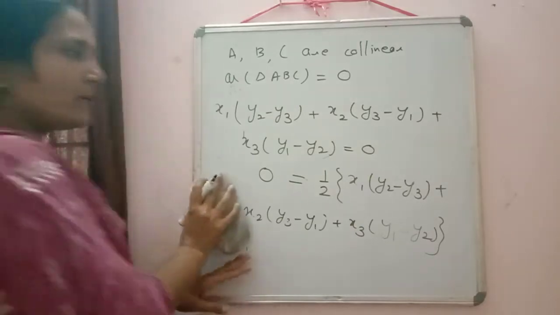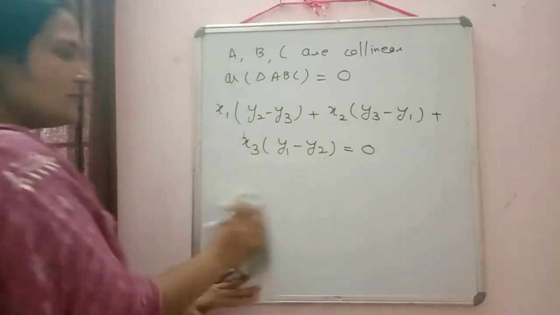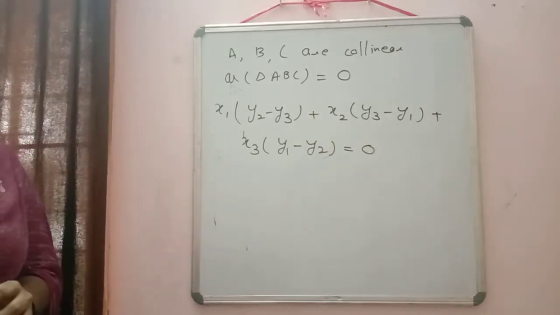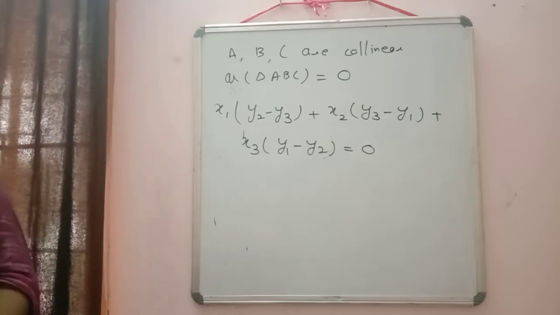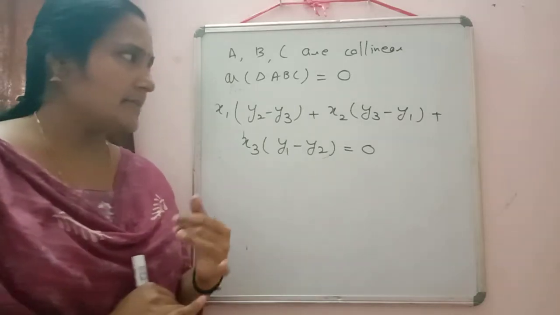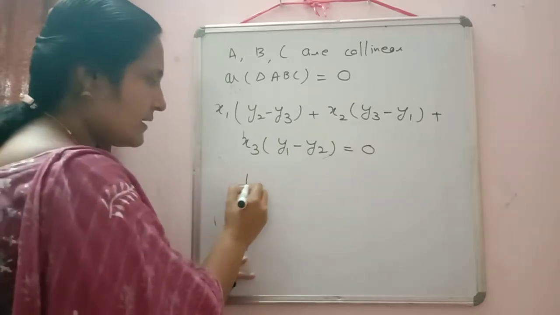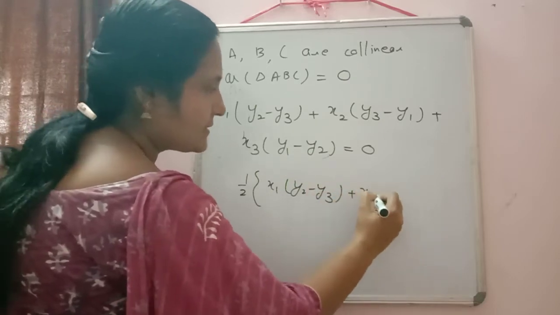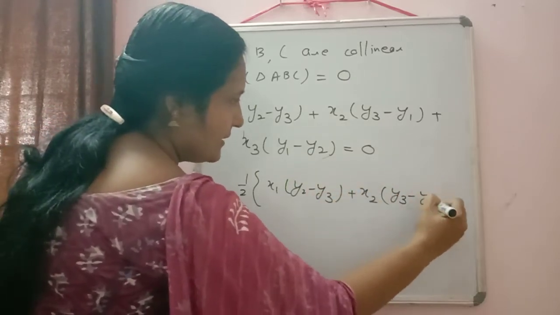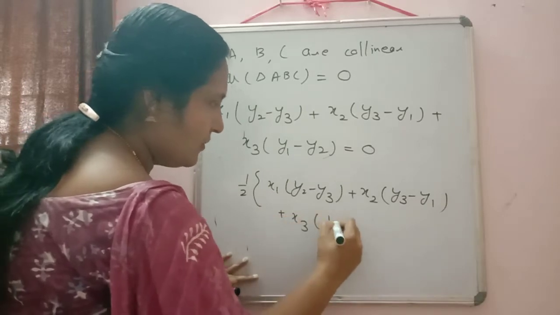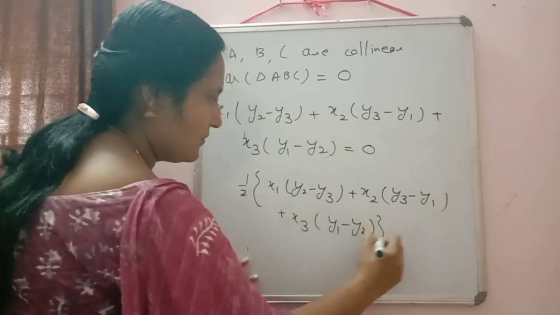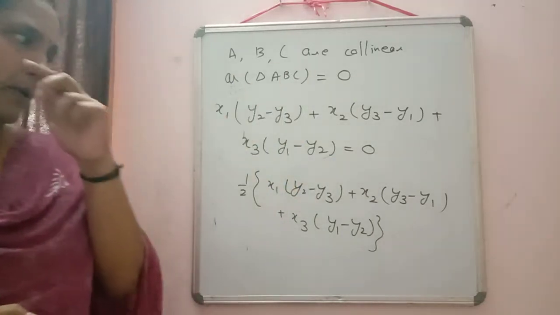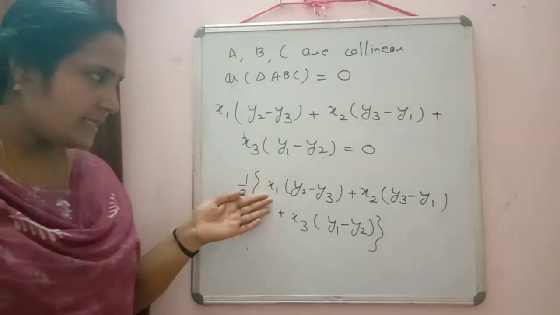So this concept we can use if we have to find any unknown when the points are collinear. Clear? This is the concept which we are going to use now. First one, area of triangle is equal to half into x1 into y2 minus y3 plus x2 into y3 minus y1 plus x3 into y1 minus y2. And if the points are collinear, then we will use this concept.